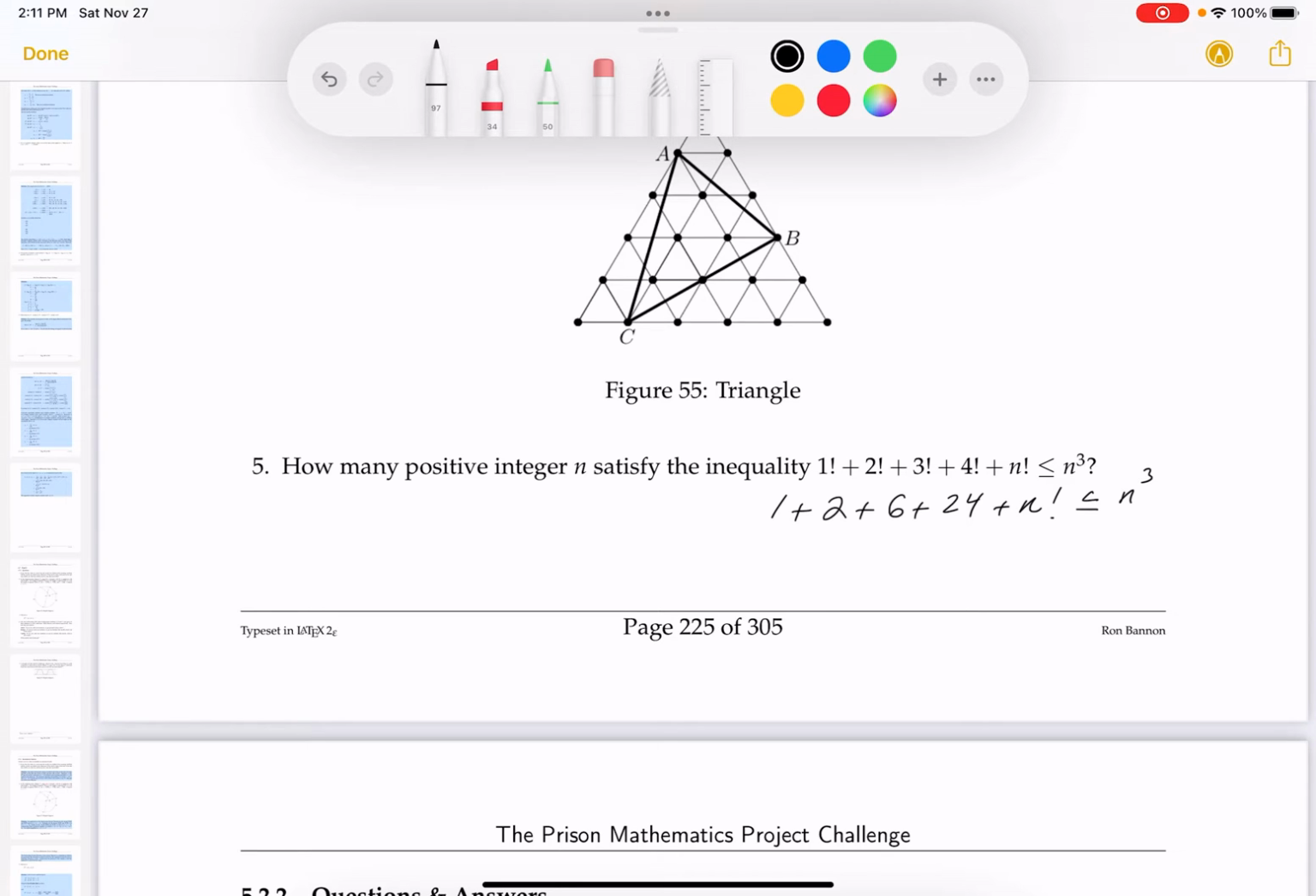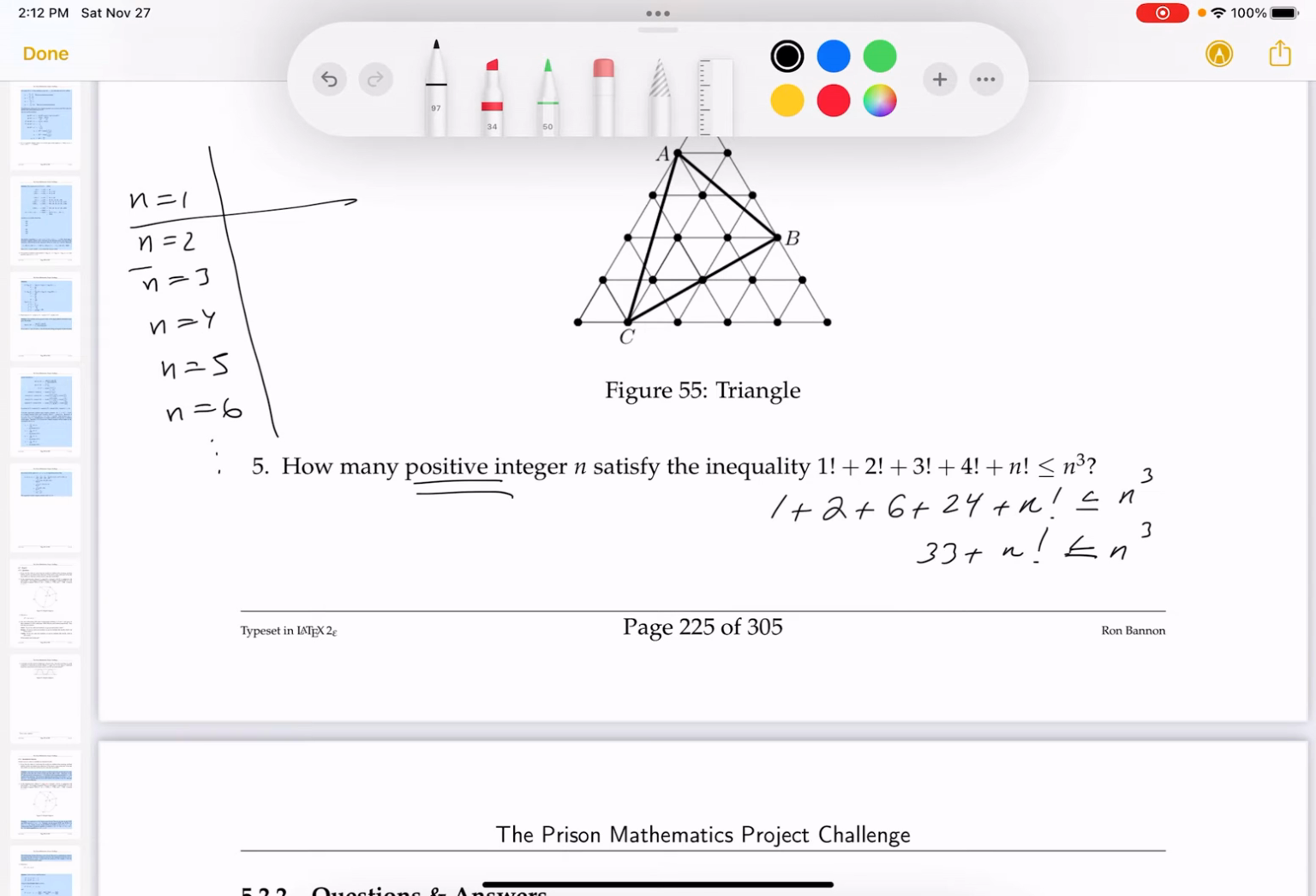All right? So it's going to be, let's see, 33 plus n factorial less than or equal to n cubed. Well, I'm going to just start writing the factorial numbers down. Again, I'm going to concentrate on positive integers. So, n equals 1, n equals 2, n equals 3, n equals 4, n equals 5, n equals 6. And I'm not going to do too many. I just want to go through a few of them. And I want to put a column down of n factorial and a column down of n cubes.